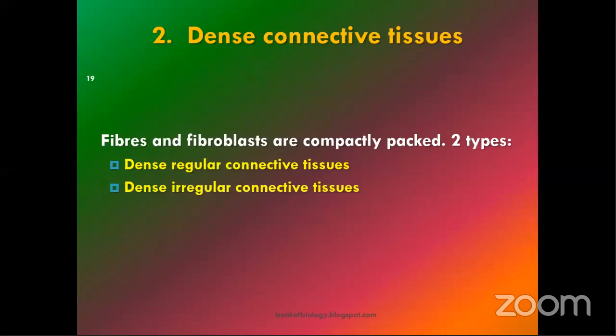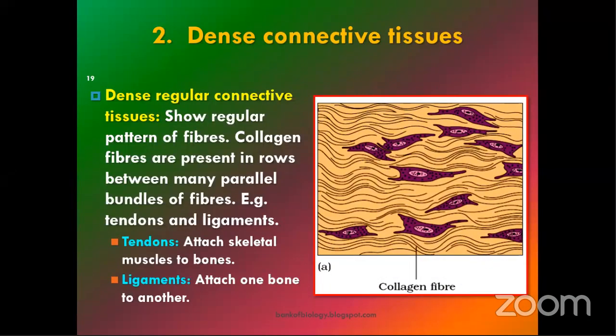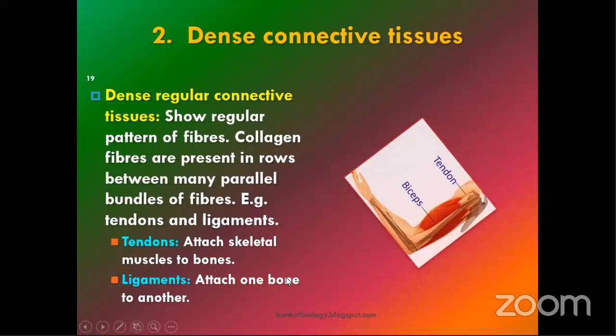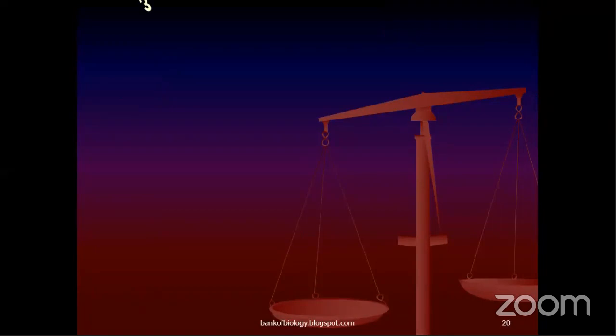Then in dense connective tissue, we have dense regular and dense irregular connective tissue. Dense regular connective tissue shows a regular pattern of fibers. Collagen fibers are present in rows between many parallel bundles of fibers, example tendons and ligaments. Tendons attach skeletal muscles to bone. Ligaments attach one bone to another. This is very important. Then dense irregular connective tissue has fibroblasts and fibers, mainly of collagen. This tissue is present in the skin.